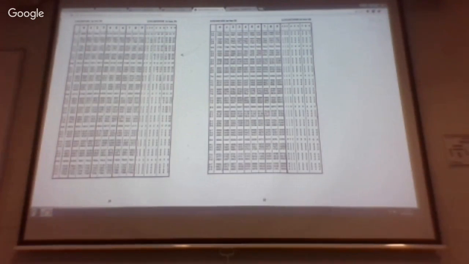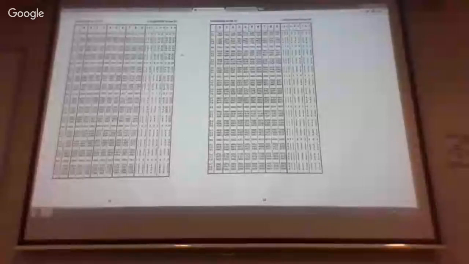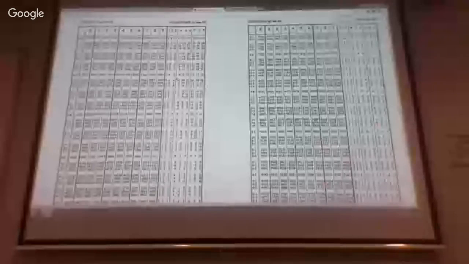Log tables. These are not so familiar to us now, with the advent of calculators and computers. So what were these? This is a table of values of the logarithm function to base 10.